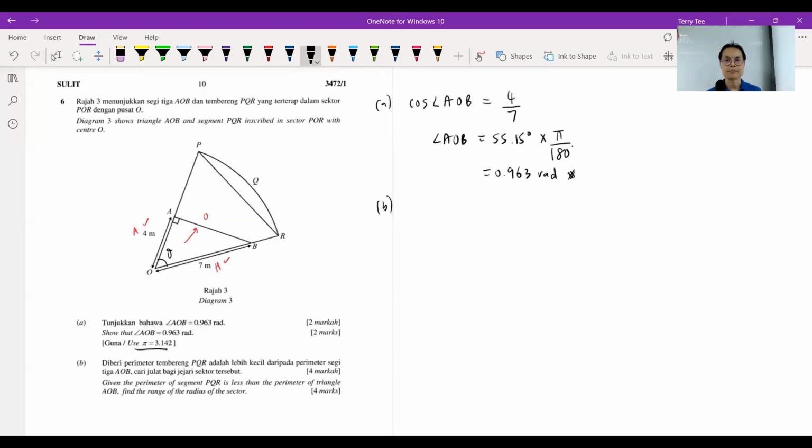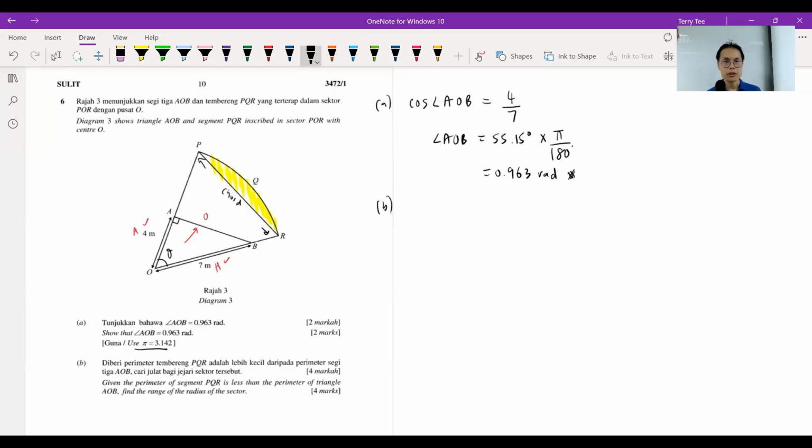Second part, diberi perimeter tembereng PQR adalah lebih kecil daripada perimeter segitiga AOB. Cari julat jejari sektor tersebut. Okay, perimeter of this tembereng is the perimeter of a segment. There is a formula for the perimeter of a segment. First of all, the length of this chord, chord PQ.